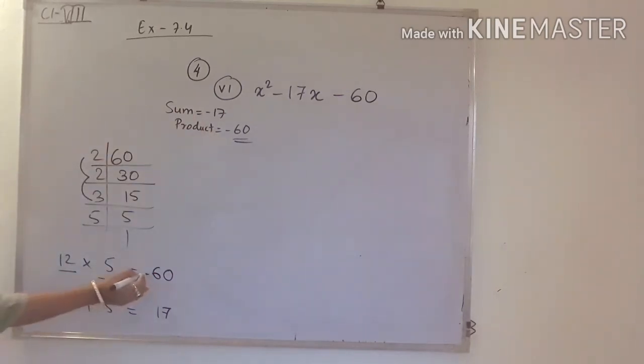So when 60 is negative, if I take any of them as a negative number. Suppose I am taking minus before 12, so here also I have to take minus before 12. If I add these two numbers, I will not get 17. Minus 12 plus 5 will be minus 7, but I want minus 17. So this type of question may come.